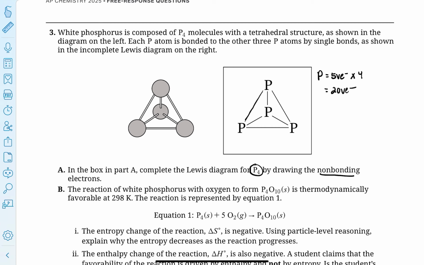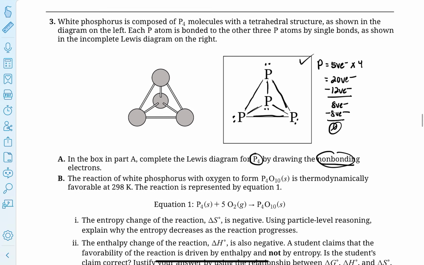So remember that each bond, this that I'm highlighting, is 2 electrons. So 2, 4, 6, 8, 10, 12. We can subtract 12 valence electrons because they're occupied in bonds. That leaves me with 8 valence electrons. So I'm going to put the rest of my valence electrons as non-bonding lone pairs on each phosphorus. So 2, 4, 6, 8. That will empty my valence electron bank to 0. This is the correct answer. That will also give each phosphorus a stable octet.